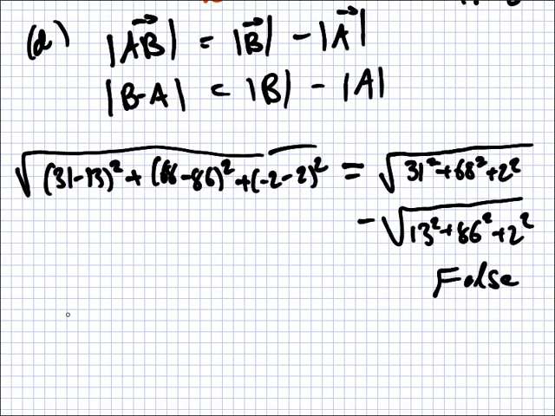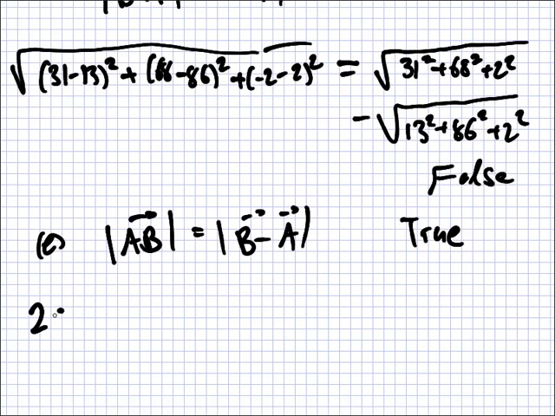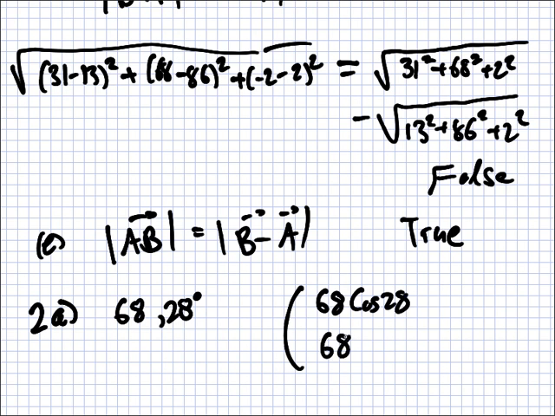Okay. And the last one, E, does the magnitude of AB equal the magnitude of B minus A? Yes. And yeah, that's true. Okay. 2A. The magnitude is 68 and the direction is 28. What's the vector? Well, that's easy. You know this from physics. It will be 68 cos 28 and 68 sine 28. Could one of you tell me what that is, please?